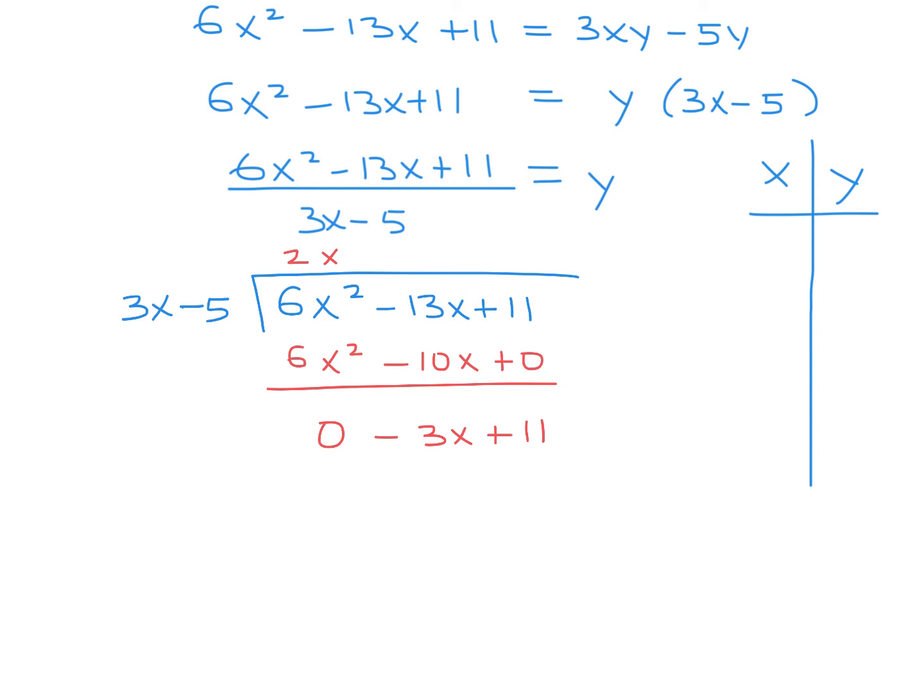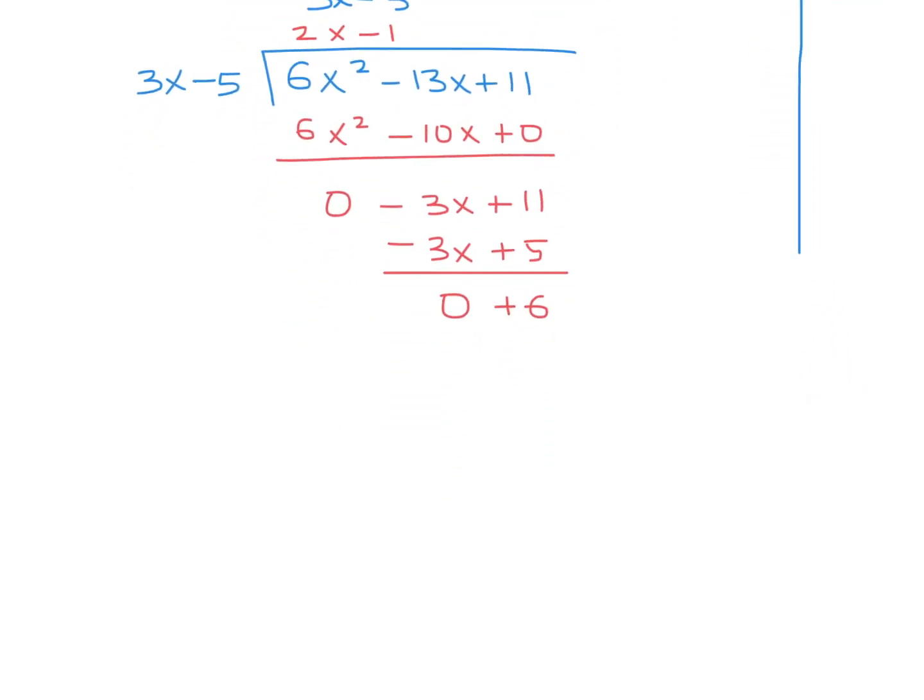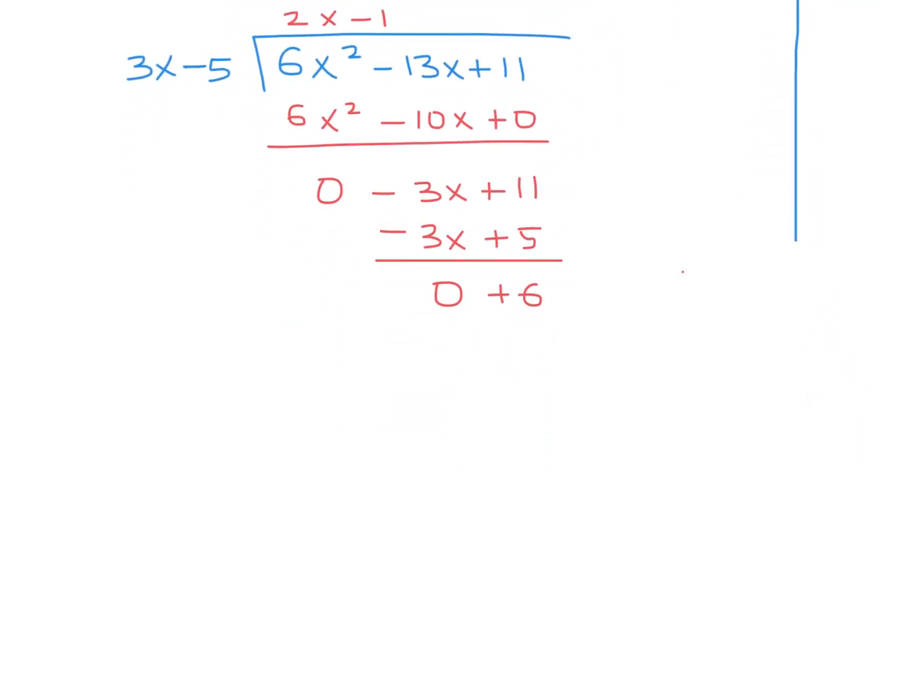I think if I put a negative 1, that will help. Negative 1 times 3x is minus 3x. Negative 1 times negative 5 is plus 5. Okay, so this becomes 0, and then 11 minus 5 is plus 6. So I deduce that our original equation can be written as (3x minus 5) times (2x minus 1) plus 6.